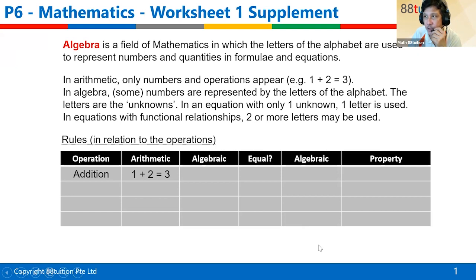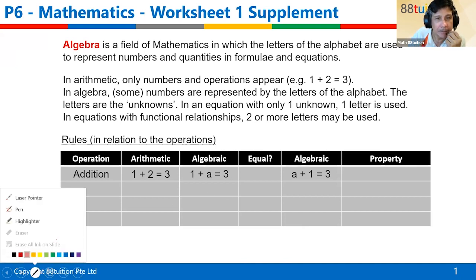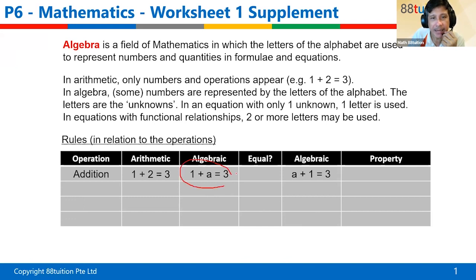But when we are talking about algebra, we have to use a letter. So it can look something like 1 plus A equals 3. Alternatively, I can flip it around. I can say A plus 1 is equal to 3. So if we are looking at algebra, will the value of A that is found here and the value of A that is found here be equal? That is what we would like to know. And the answer is actually yes. The letter A will have the same value when I flip the equation around.